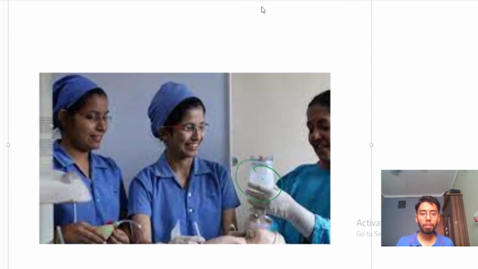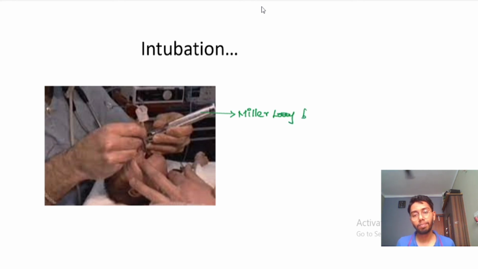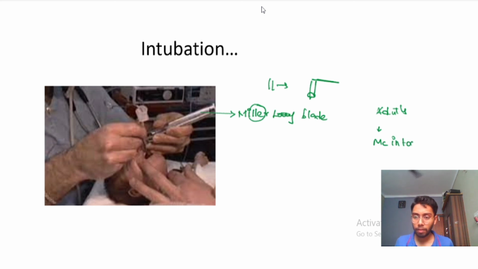So this is how we intubate, and this is one of the anesthetic NEET questions. The laryngoscope which we use for newborn resuscitation is Miller's blade. Just remember Miller, L and L. L is straight, which means Miller's blade has a straight blade. For adults, it is Macintosh. See, the C is curved, which means for adults the blade will be curved.